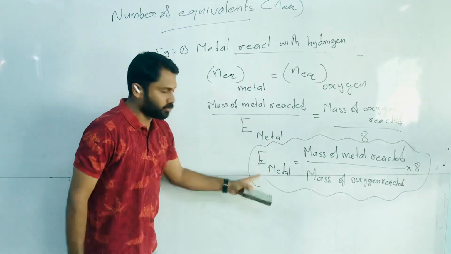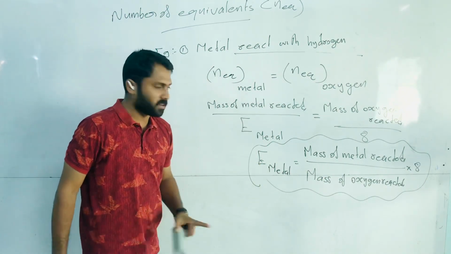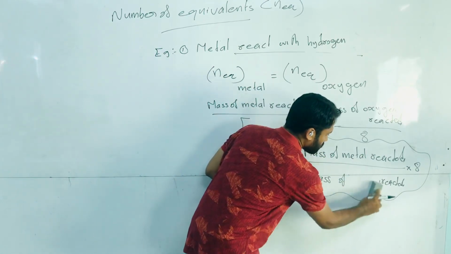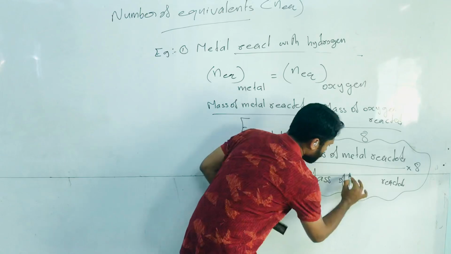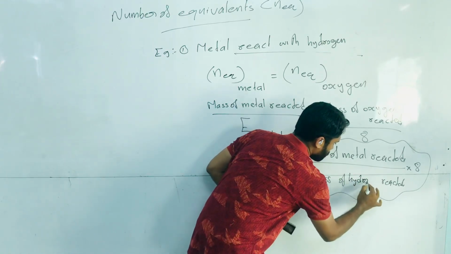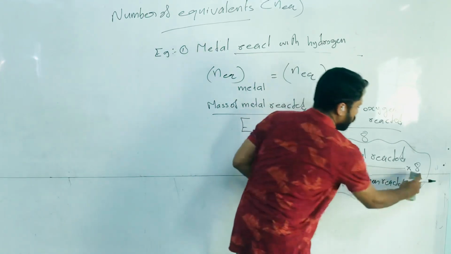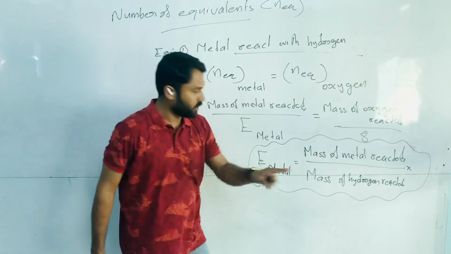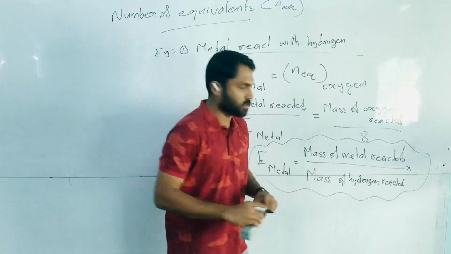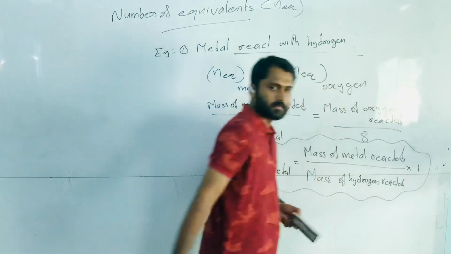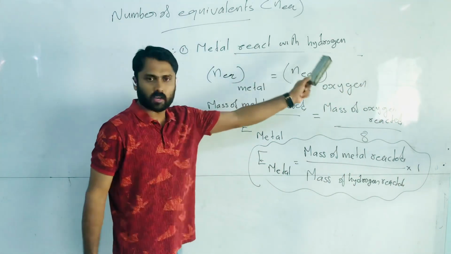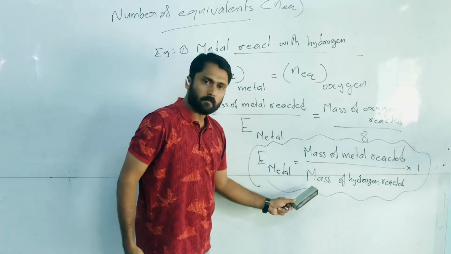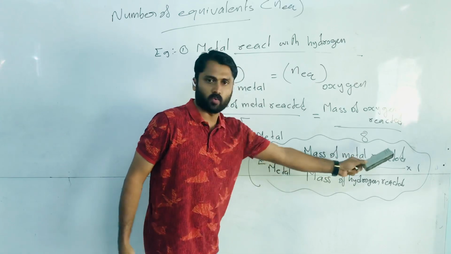I am directly going to the equation. What will be the equivalent mass of metal? Mass of metal reacted by mass of hydrogen reacted into, what is 8? That is the equivalent mass of oxygen. Here, the equivalent mass of hydrogen is equal to 1. So if metal reacts with hydrogen, the equivalent mass of metal will be mass of metal reacted by mass of hydrogen reacted into 1.